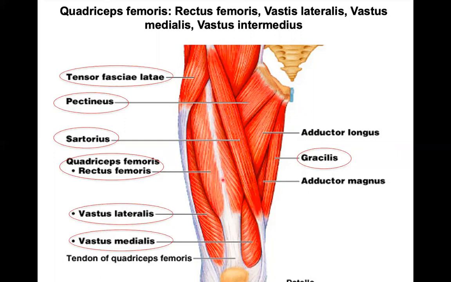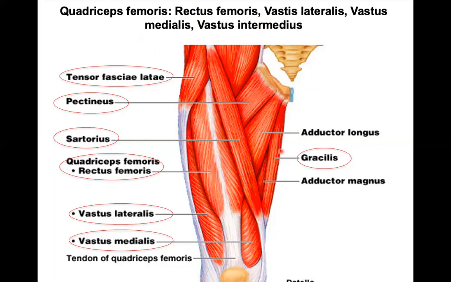Last muscle we have, again, this is a quadriceps, as in you will have four muscles. The last muscle is underneath the rectus femoris, and that's called the vastus intermedius. The name is right here. So rectus femoris, vastus lateralis, vastus medialis, and underneath your rectus femoris, you have the fourth one called vastus intermedius.